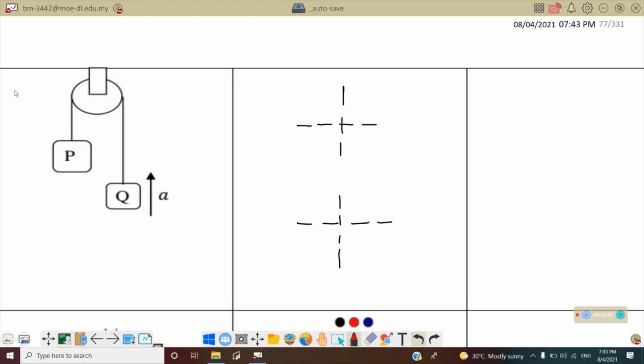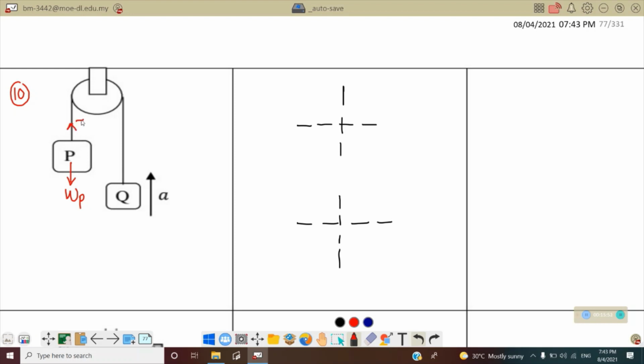Next one, diagram number 10. Here we have object P and also object Q. Okay, so let us look at object P first. For P, we have the weight of P. We don't have normal because there's no contact surface. We don't have friction. We also don't have F external.